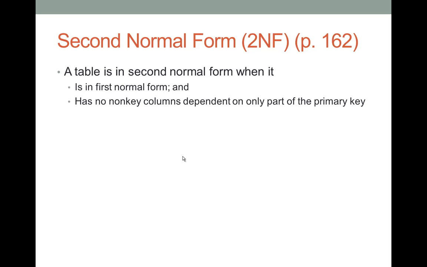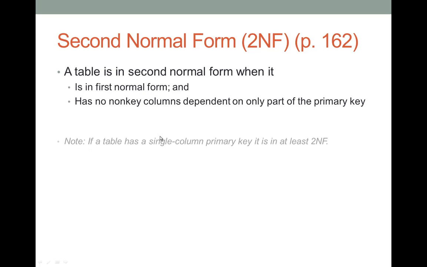The notation for this shows that the primary key is order number and part number together. But if you take a look, you'll notice that the description is being stored in here. Notice that description is tied only to part number, and order date is tied only to order number. I think I'm getting ahead of myself. A table is in second normal form when it's in first normal form, and it has no non-key columns dependent on only part of the primary key.